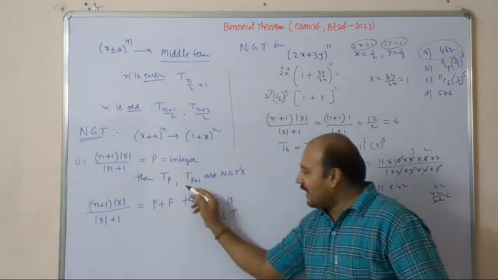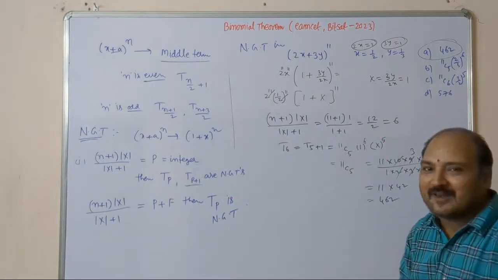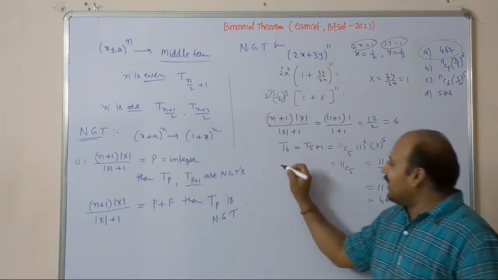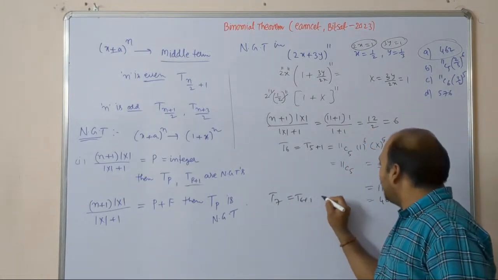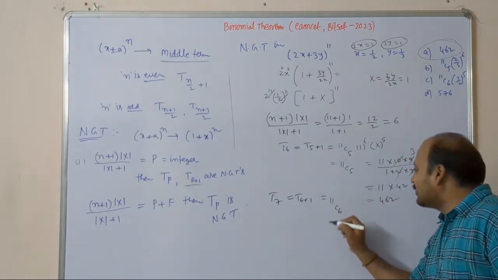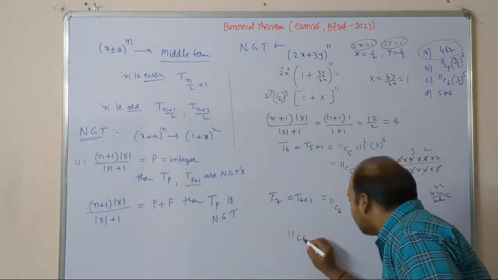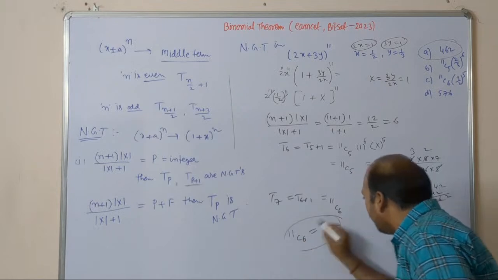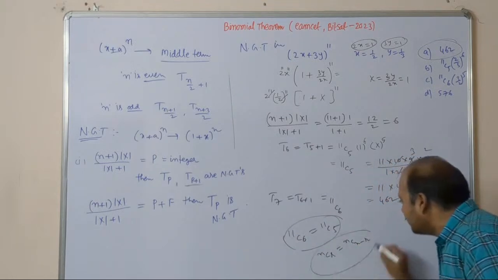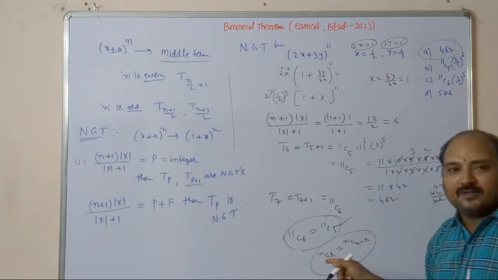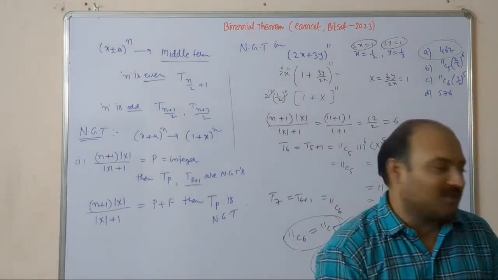Sir, why are you not calculating T7? The question will arise. See here, if you do that, T7, T6 plus 1, you will get it as 11C6 only. 11C6 is equal to 11C5. Why? Because nCr equals nC(n minus r), by using this property. I hope you understand. We'll move on to another question.